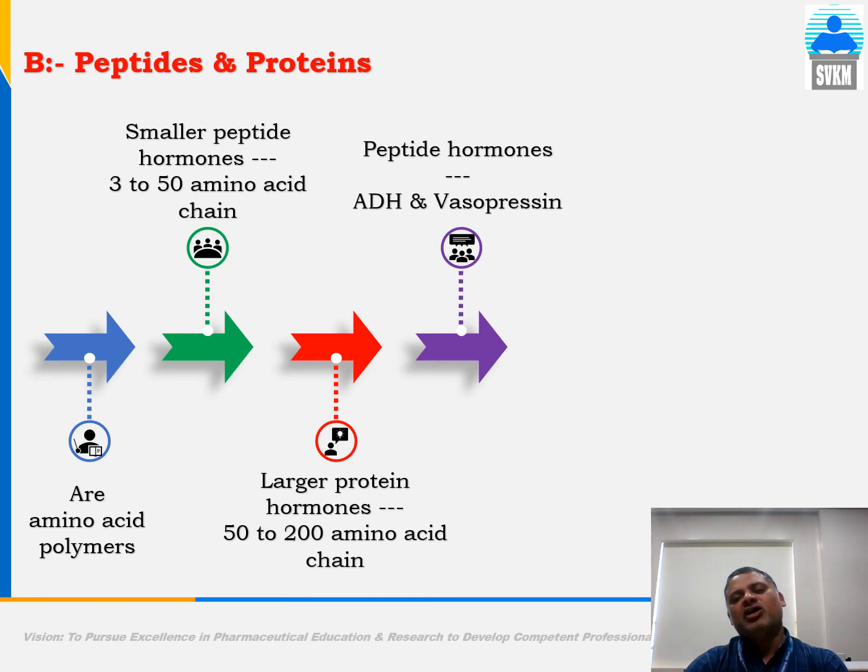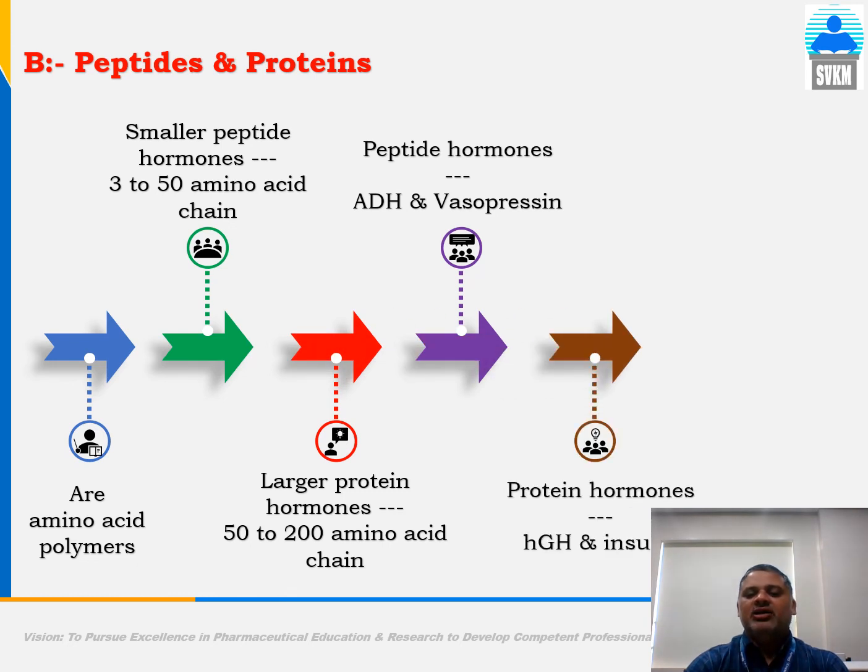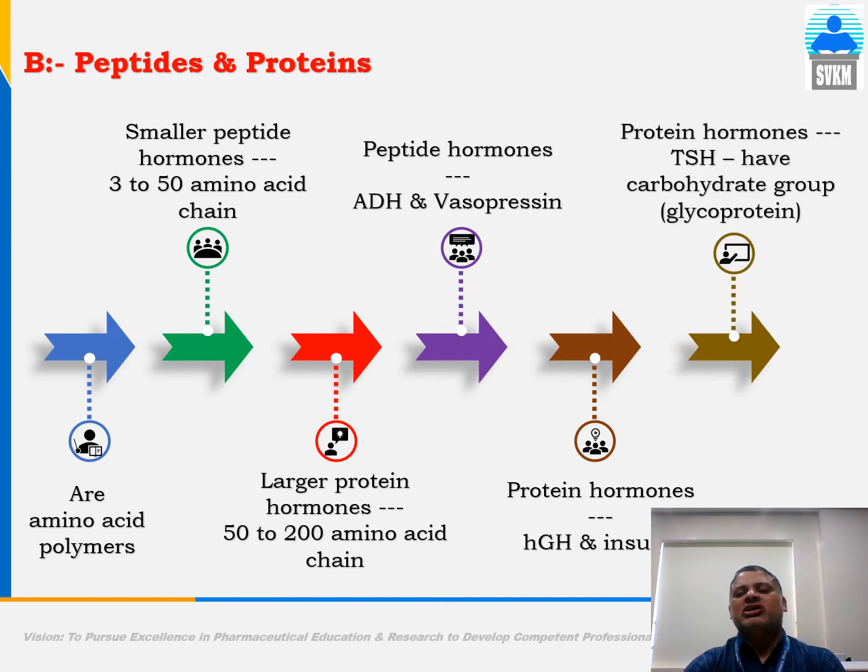Next is the peptide hormone. An example of the peptide hormone is the antidiuretic hormone, or vasopressin. And examples of the protein hormones are human growth hormone and insulin. And the protein hormone thyroid stimulating hormone is unique because it contains a carbohydrate group, so it is also categorized as a glycoprotein.